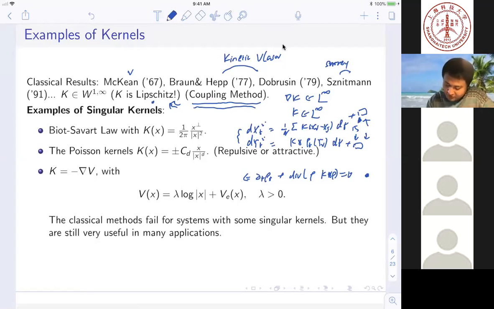But for some very interesting kernels like the Biot-Savart kernel and the Poisson kernel, this is why I write this gradient flow, and this is the attractive case. For those very interesting singular kernels, the classical method cannot work in these scenarios. So that's why I list those kernels, because now we can treat them.